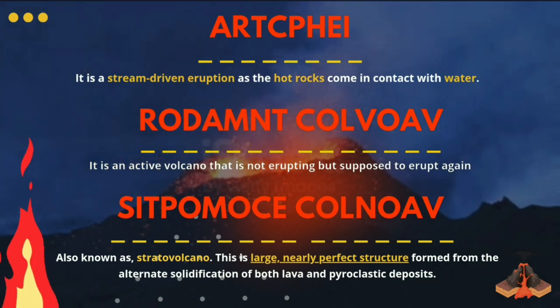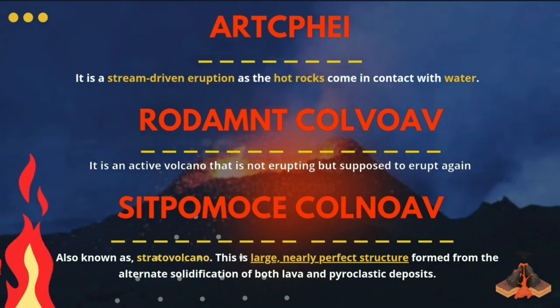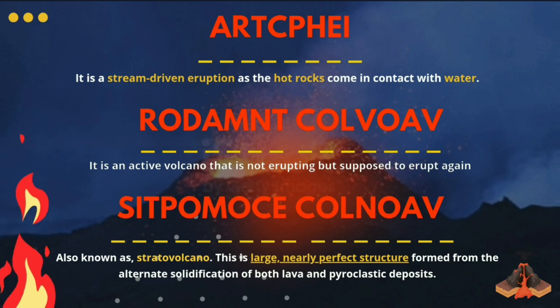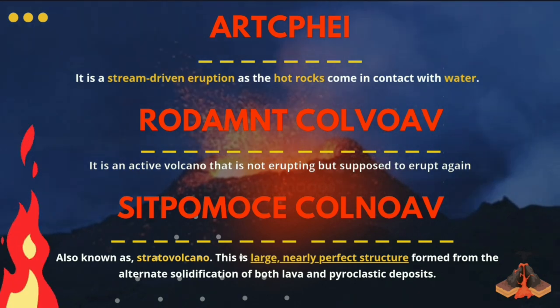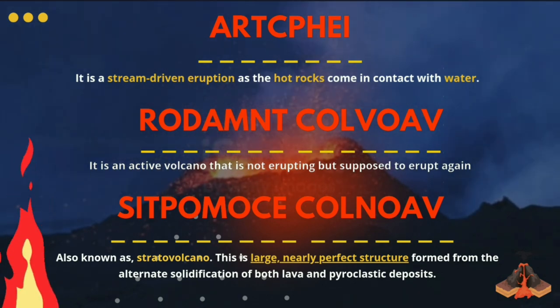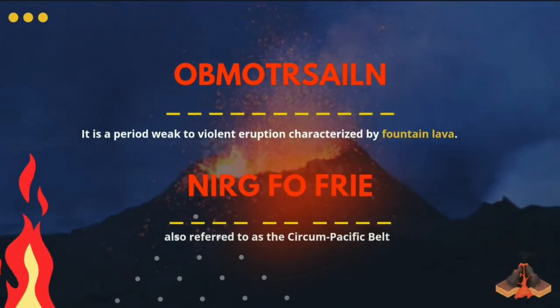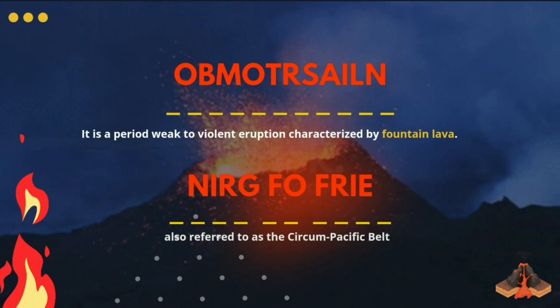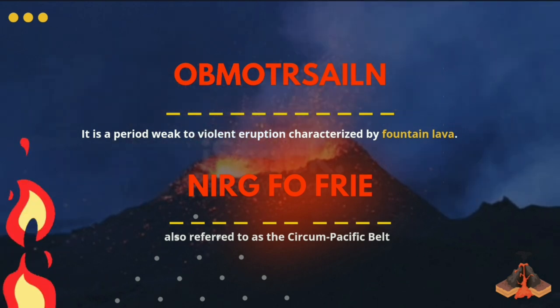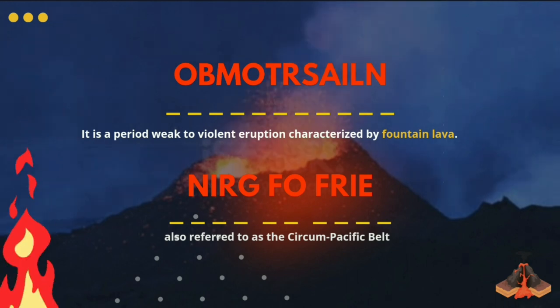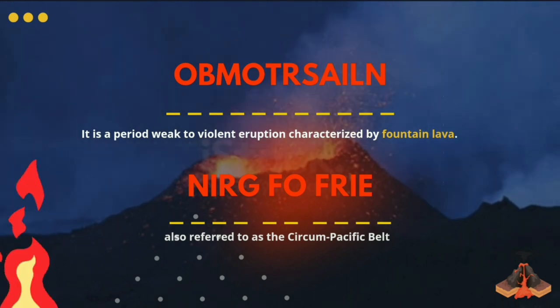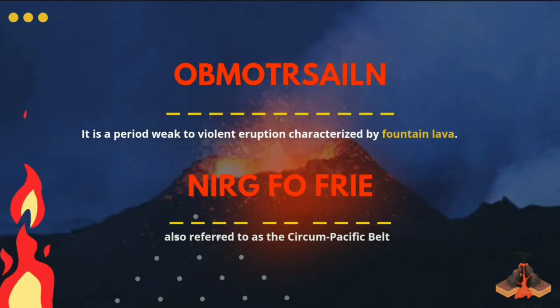Number 8, also known as a stratovolcano. This is a large, nearly perfect structure formed from the alternate solidification of both lava and pyroclastic deposits. Number 9, it is a period of weak to violent eruption characterized by fountain lava. And number 10, it is also referred to as the Circumpacific Belt.